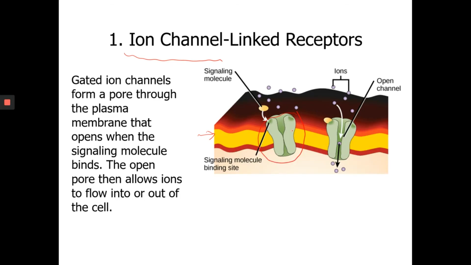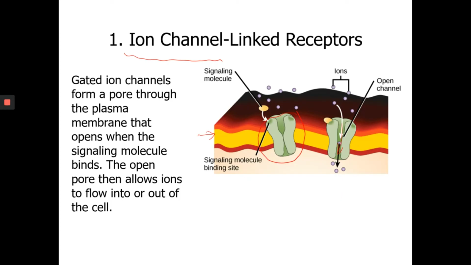This causes a conformational change in the receptor structure, because it's a protein. That structural change opens the ion channel. Originally the receptor remains closed, but once the ligand binds to it, it opens. Once it opens, the ions, these purple dots, can diffuse through the receptor and get into the inside of the cell.